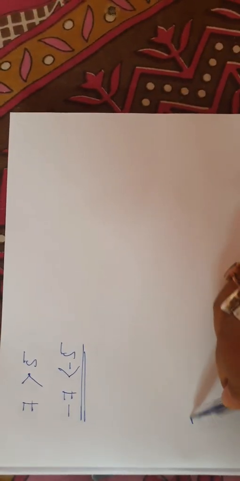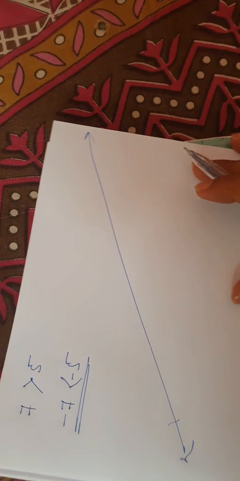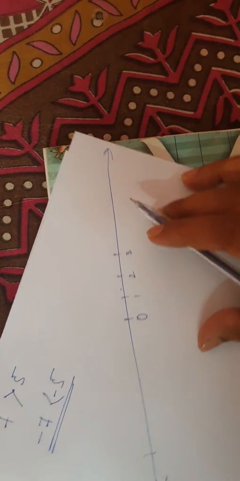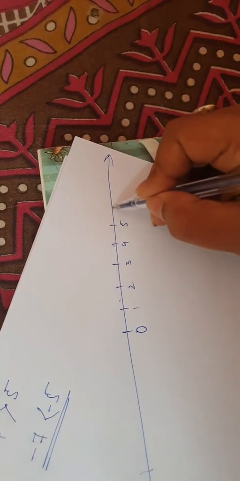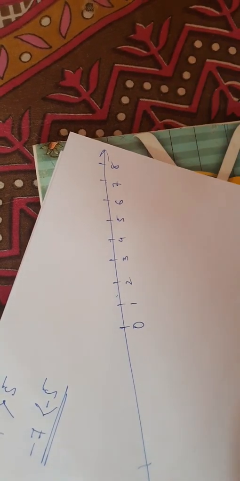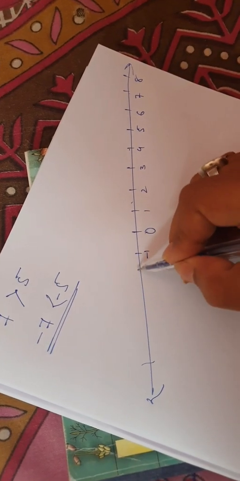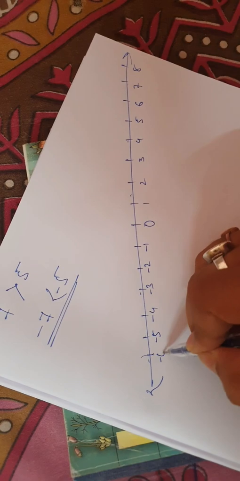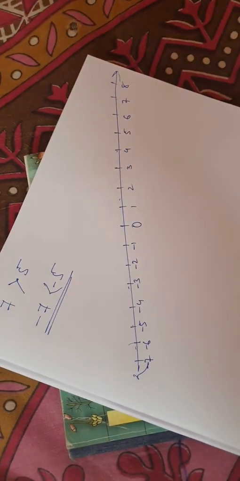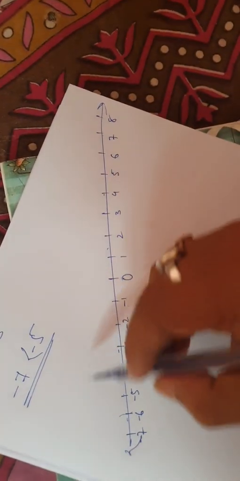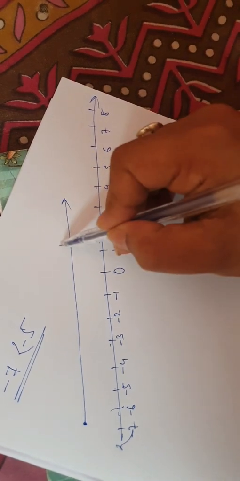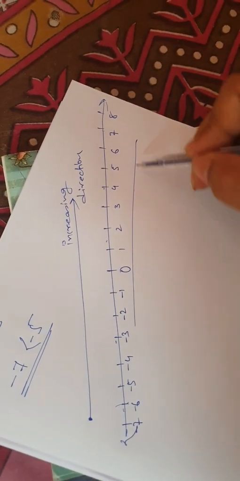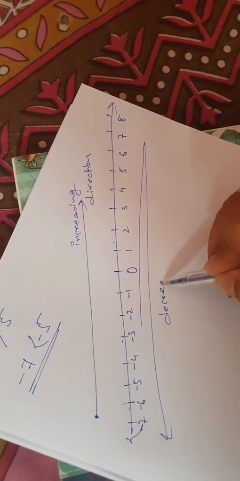The concept can be remembered like this very easily. If you don't remember, I'm just recapitulating. Suppose here is 0, here is 1, here is 2, here is 3, here is 4, here is 5, here is 6, here is 7, here is 8. Okay. Here is minus 1, minus 2, minus 3, minus 4, minus 5, minus 6, minus 7. Always remember, when you go left to right, you are going towards the increasing direction. Understood? And when you go right to left, you are going in the decreasing direction.